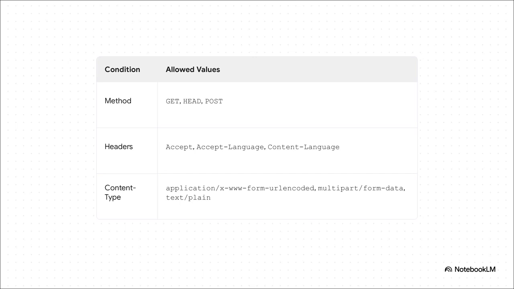To be considered simple, you can only use a GET, HEAD, or POST method. You can only use a handful of standard, boring headers, and if you're sending any data, the content type has to be one of just 3 old-school formats. If you step outside of any of these tiny little boxes, your request is not simple anymore.